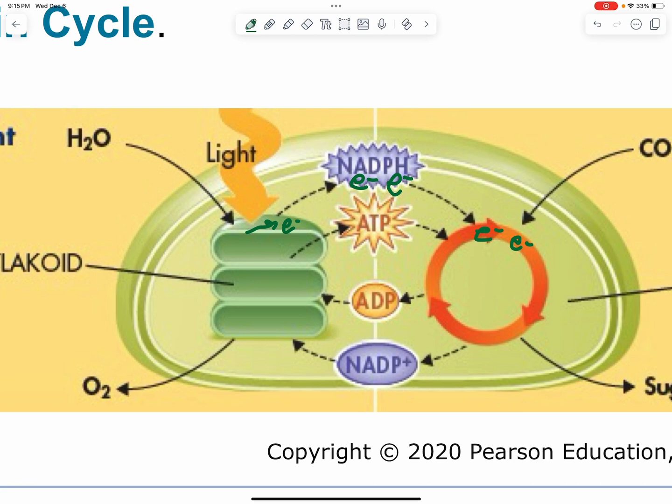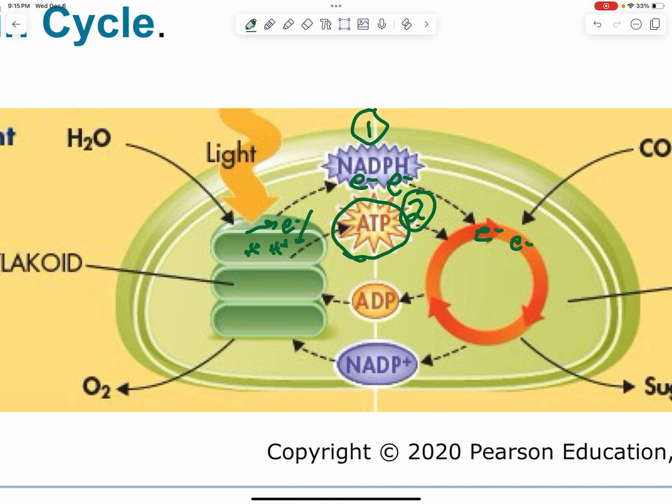I just described how that free-flowing electricity is going to power active transport to generate a concentration gradient of hydrogens in this space, piling up hydrogens in here by active transport across this membrane. It's going to now have a fully charged space that is going to be harnessed to make ATP in ATP synthase. So these are the two energy molecules that come out of the light reaction: ATP itself and this electron carrier.